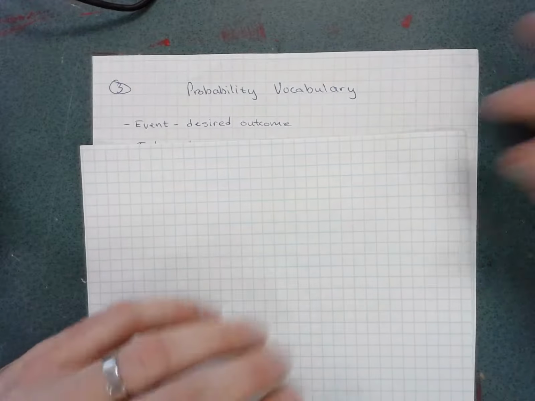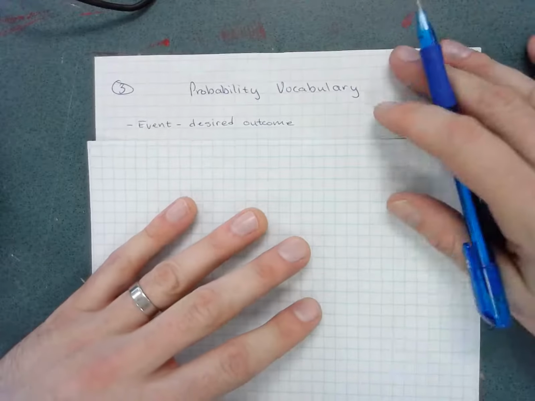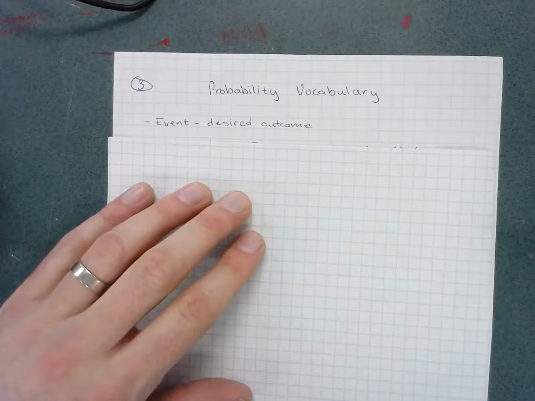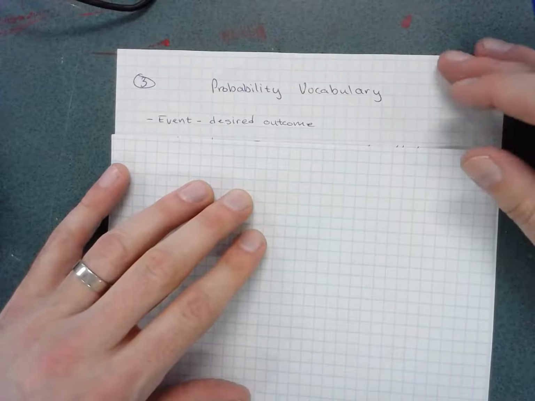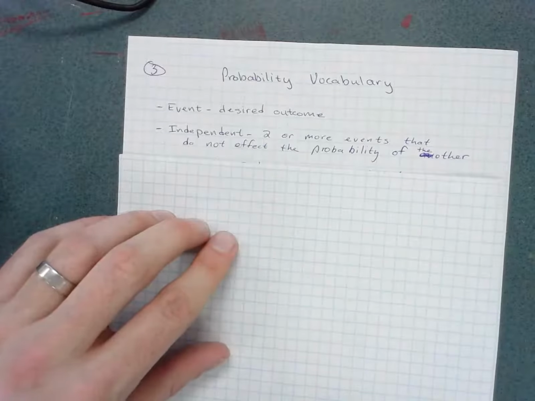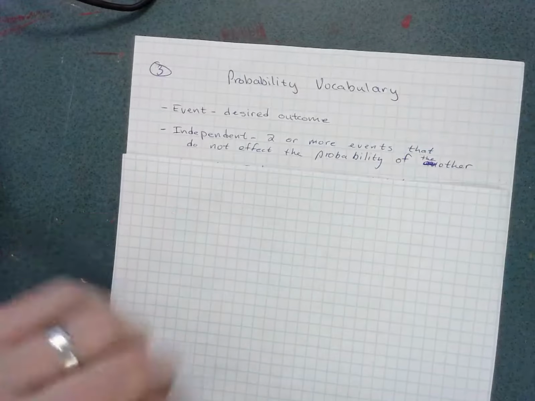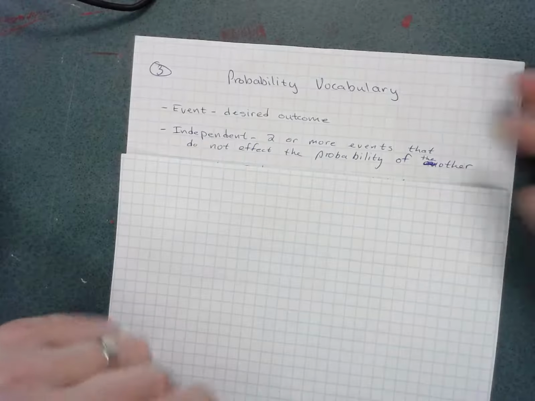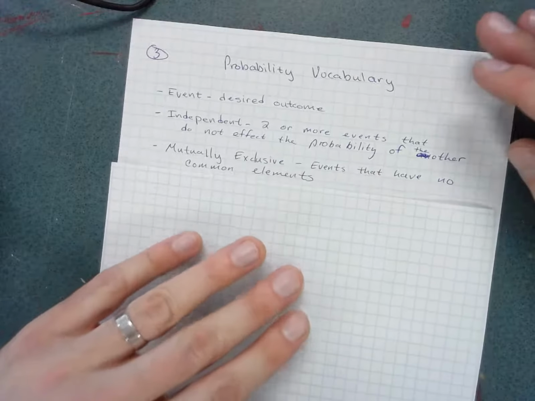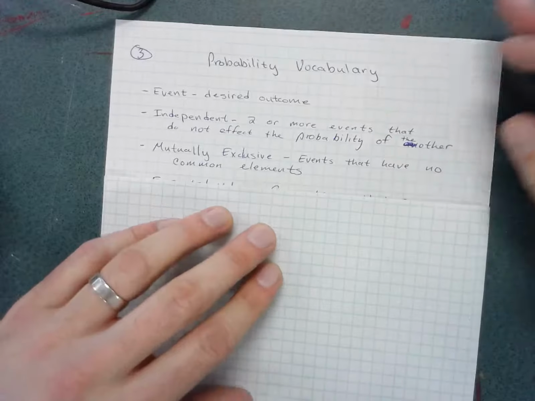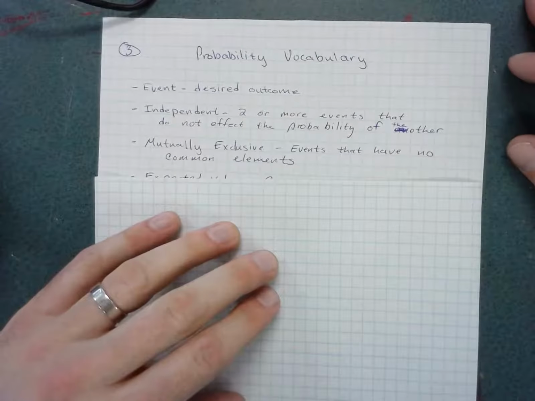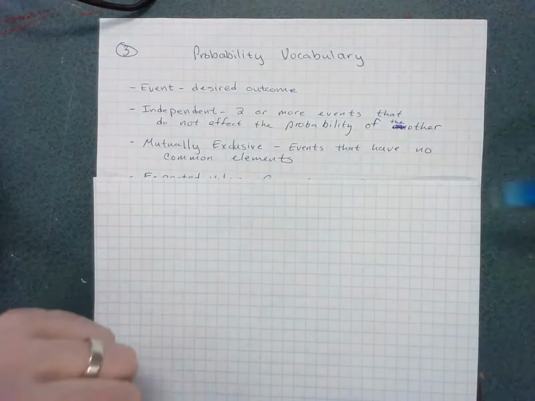All right, now we're going to take a look at some of the terms or vocabulary associated with probability. First, event. An event is another way of saying a desired outcome. Independent is when two or more events don't affect the probability of one another. And there'll be some examples in the next video. Mutually exclusive. That is a fancy way of saying that the events have no common elements.